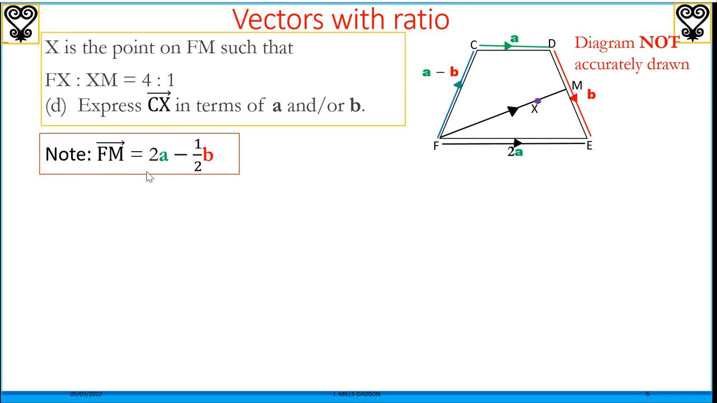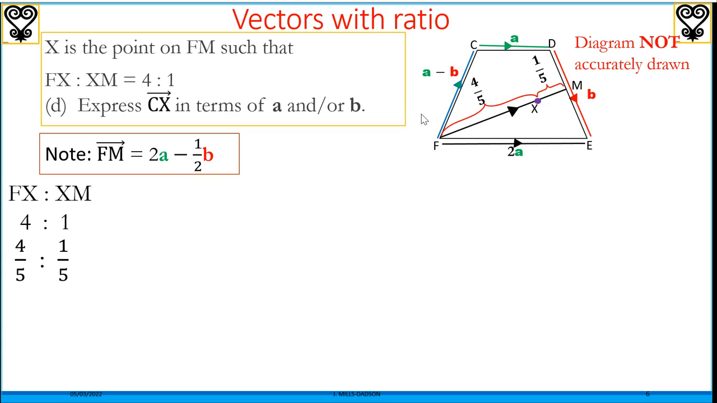I've brought FM also for reference because you're going to make use of it. We are supposed to express CX in terms of A and B, knowing that FX is 4 and XM is 1, because there's this point X that divides FM into different sections. Knowing this from what we said, line FM is divided into 5 parts, and FX is 4/5 and XM is 1/5. So that's what we have.